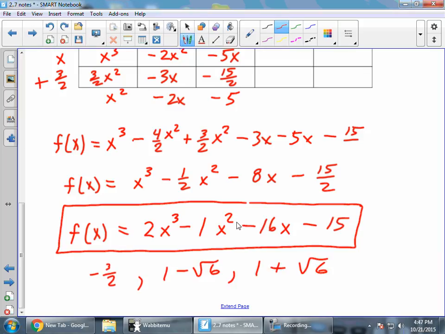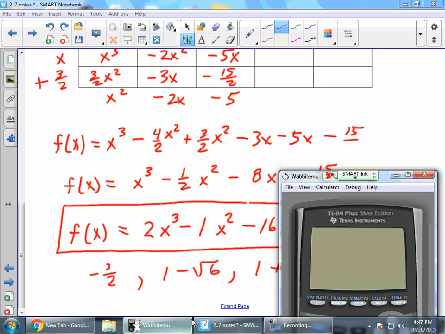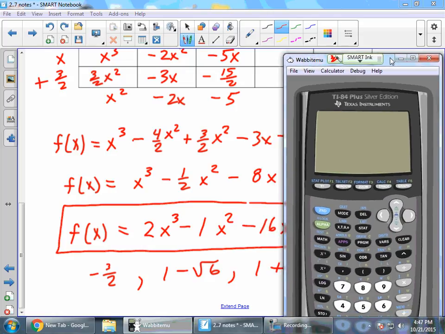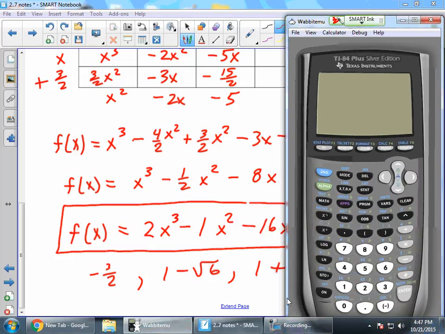And now you're saying, well, after all those equations, shouldn't we check it? And you would be right. So let's bring up our handy-dandy calculator and check that. Gotta get up a little bit higher so I can turn it on and put in an equation.